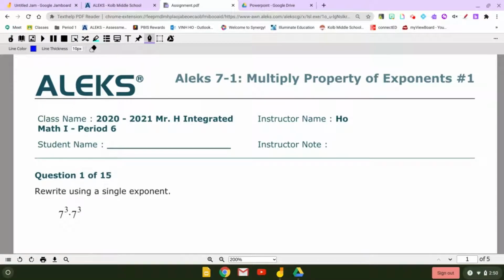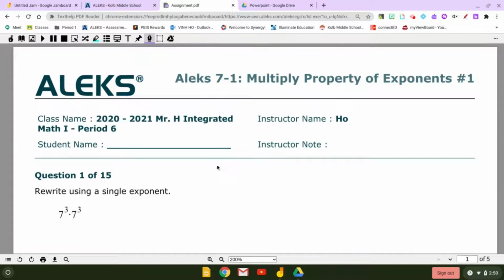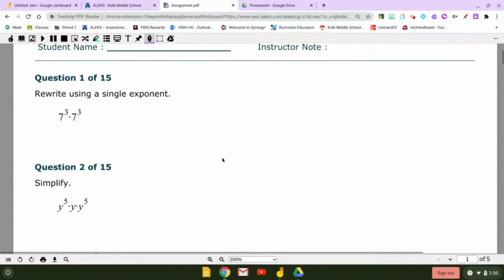In this video, I'm going to walk you through Aleks 7-1 multiply property of exponents. This video is for a Math 1 student. All right, we're heading to problem number 1. Rewrite using the single exponent.